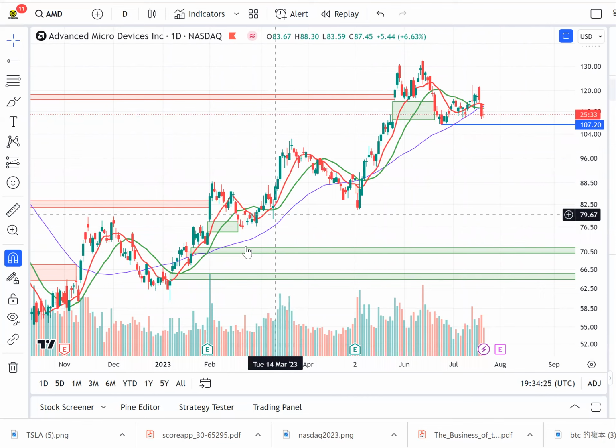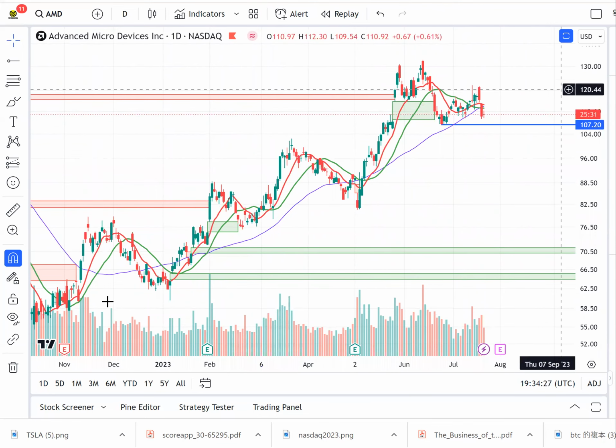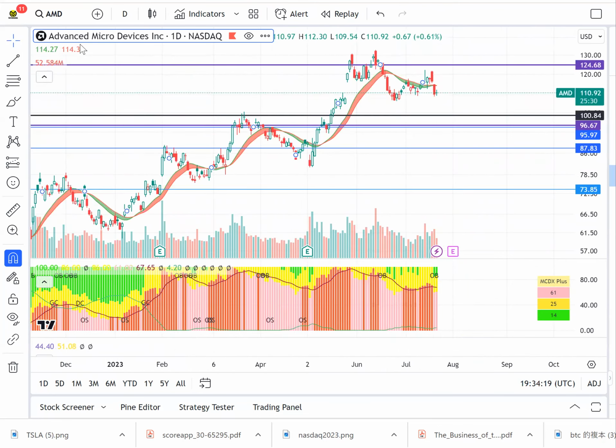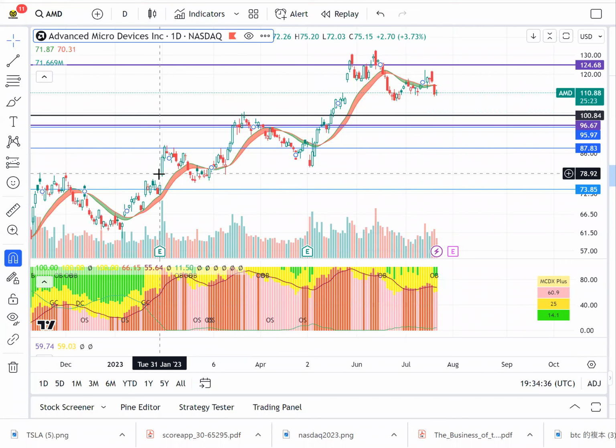Okay, because this is not for swing traders. This is for long-term investors. And for this one, it's more for swing trade. I also have another strategy for long-term traders, and it is so fantastic. In the future, I would like to share more information with you.